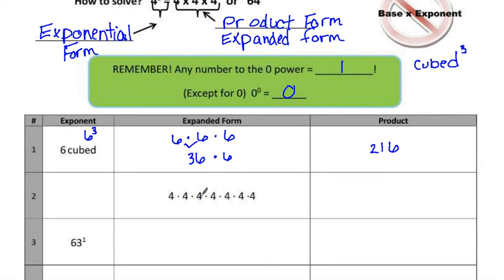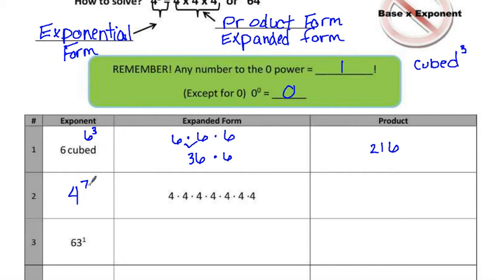So if we look at this one, it is 4 times 4 times 4 times 4 times 4 times 4 times 4. We have to figure out for this one what is the base and what is the exponent. The base is always the number that is being multiplied together. So if we look at this, the base is going to be 4. But now we need to figure out what is the exponent going to be. Well, how many times is the base multiplied together? 1, 2, 3, 4, 5, 6, 7 times. So the exponent is 7.